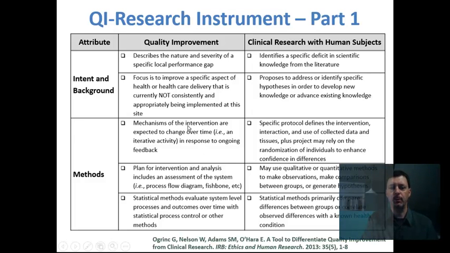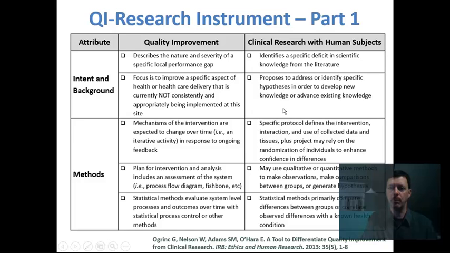Methods is really one of those places where QI is very distinct. The methods of the intervention expect to change over time. It's an iterative activity, and the analysis includes assessment of the system, and statistical methods evaluate system-level processes.